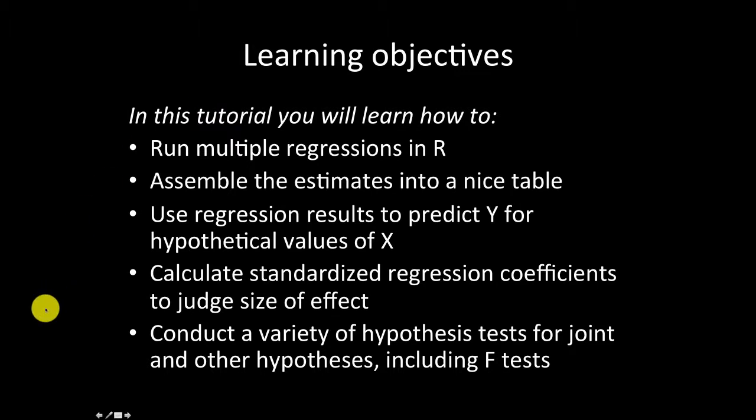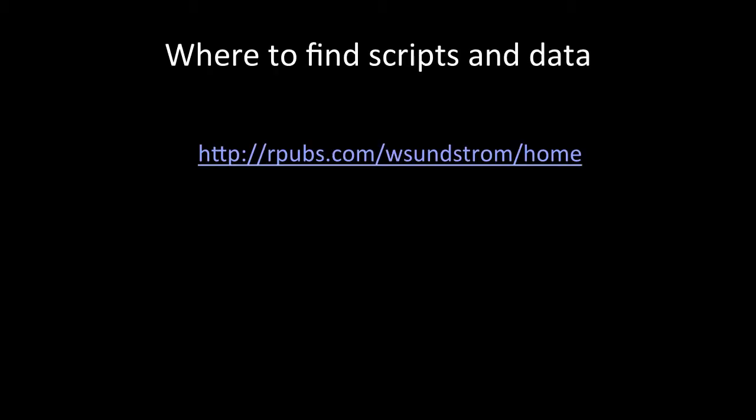In this tutorial we're going to learn how to run multiple regressions and put the results into a table, and a few other things that are useful for regressions, including how to conduct F-tests for joint hypotheses. As usual, you can find the scripts and the data, if you need to download anything, at this website.